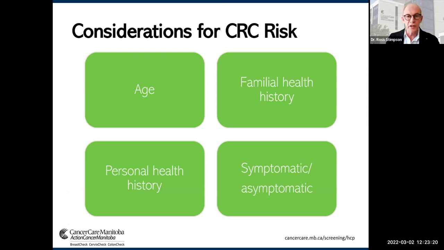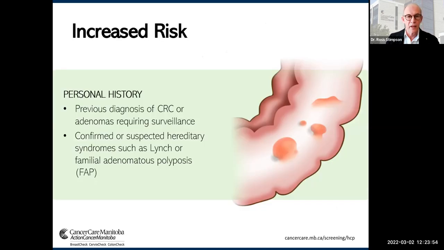So as Laura's just told you, these are the considerations we consider when we're talking about colorectal cancer risk. Age is probably one of the most important factors. The older people get, the more likely they are to develop colorectal cancer. Familial health history, particularly as pertains to any genetic syndromes or possible genetic syndromes, as well as family history of colorectal cancer too. In addition, personal health history. And of course, when we talk about screening or surveillance, we're talking about people that are, for the most part, asymptomatic.